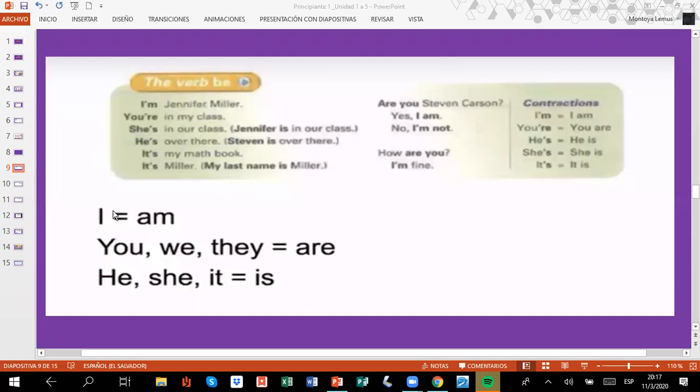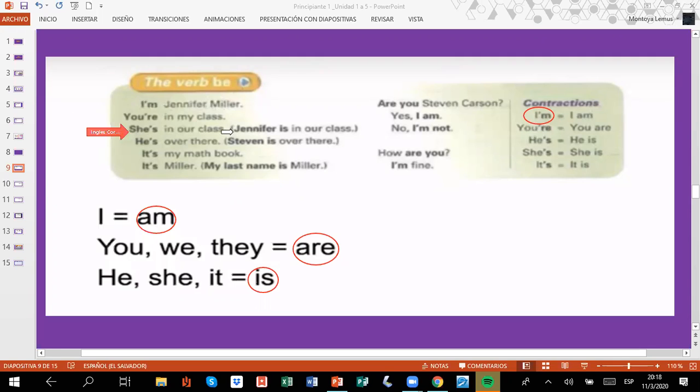Okay, you see the verb be. El verbo to be toma diferentes formas de acuerdo al pronombre. For I is am. For you, we, and they is are. Y for he, she, and it is. Okay. Estos tres son siempre el verbo to be. ¿Verdad? Entonces decimos, I am Jennifer Miller. O la contracción, ¿verdad? I'm. I'm is the contraction for I am. You're in my class. You're in my class. The contraction for you are.